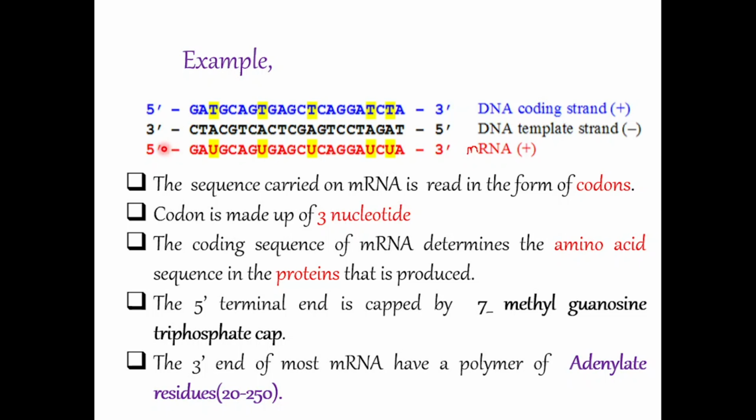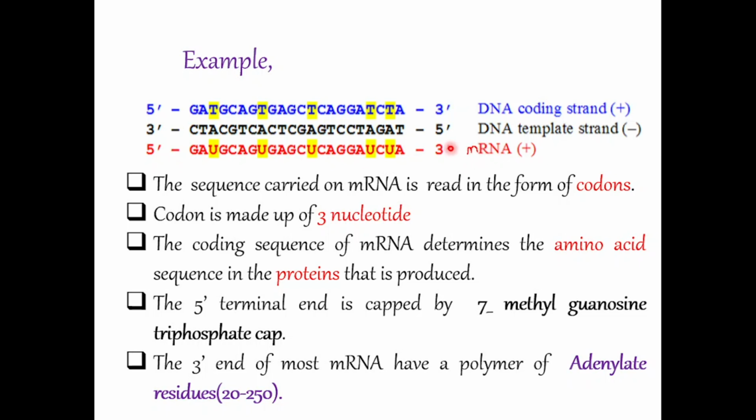When you see the structure of this messenger RNA, at the 5' end there is what we call the 7-methyl guanosine triphosphate cap. Here is a cap. At the 3' end there is polyadenylation, so many adenines, around 20 to 250 adenine residues. So this cap at the 5' is very important, first for protection, and second for recognition.